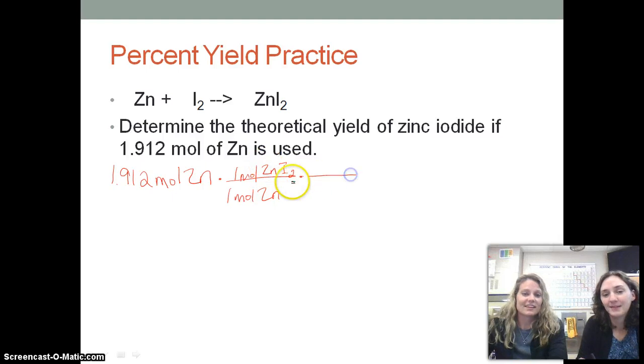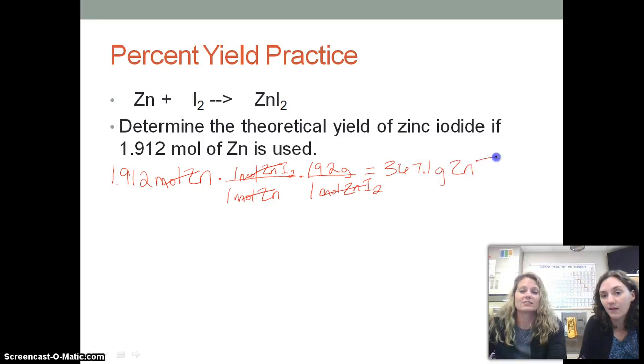Now we've got our moles in, and we're going to multiply by our molar mass of zinc iodide, which is 192. Notice what cancels: moles of zinc cancel through. What did we get? Our final calculation is 367.1 grams of zinc iodide. So that's our theoretical. Theoretical is the math. In a perfect world, if we did everything with no error, you should make 367.1 grams of zinc iodide.